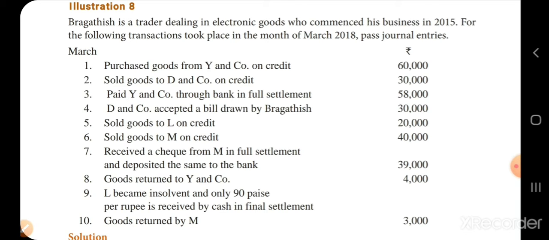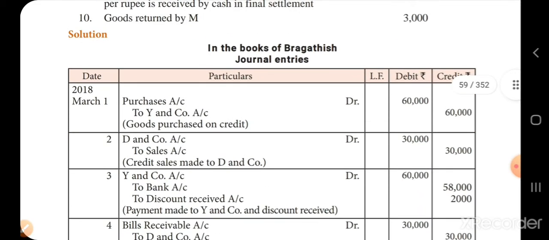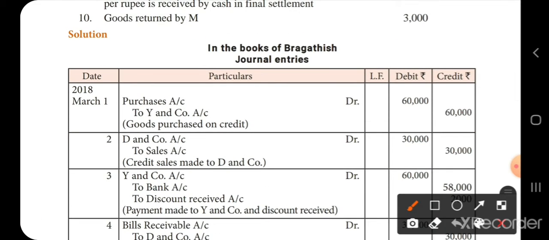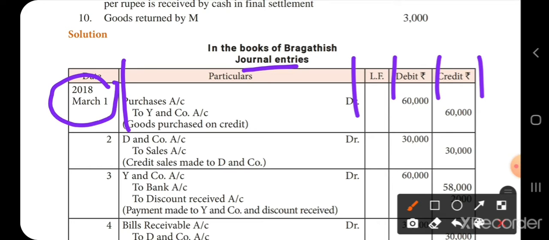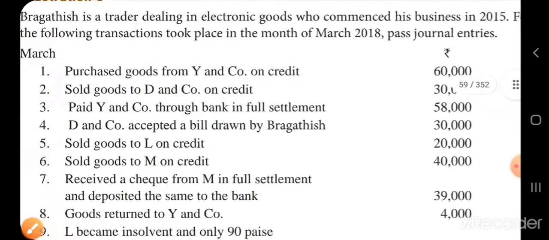You know the format. You have to draw the format of the journal entry like this: in the books of Bragadish, journal entries, date, particulars, LF, debit and credit. Now, date you should write in this format. First you should write the year, then the month followed by the date. Now look at the first transaction.